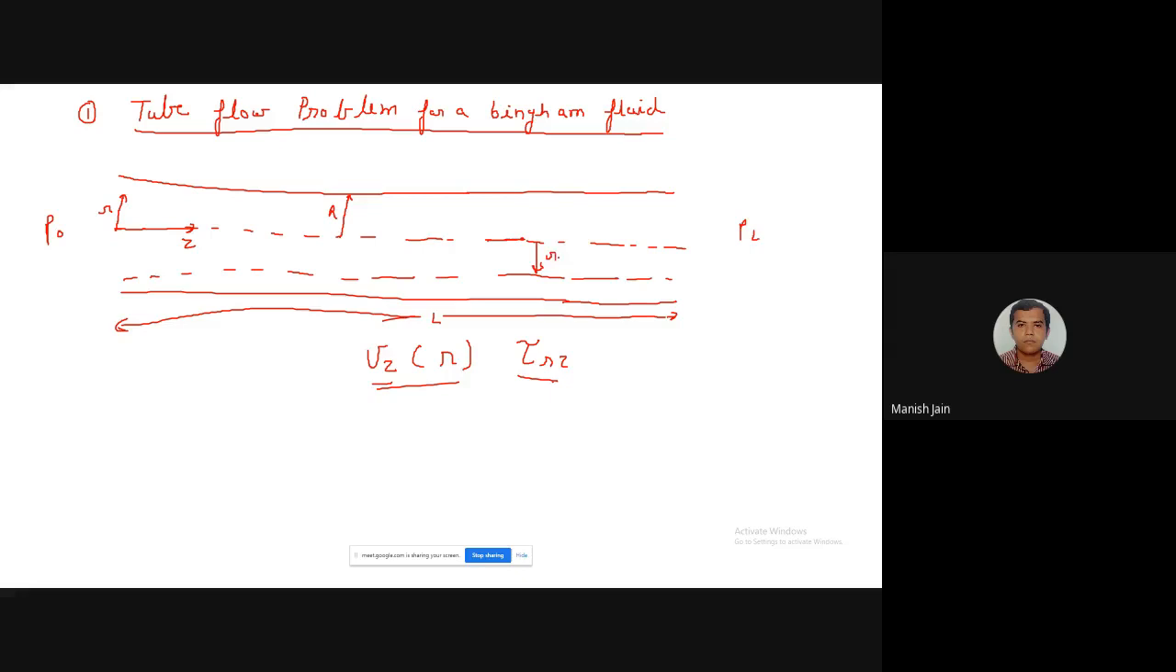This distance is R naught. It is the distance from where up to that point the material behaves like a fluid. I will make a clearer diagram so you can understand.